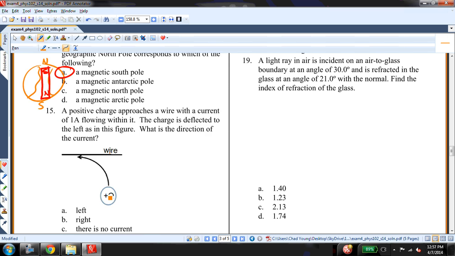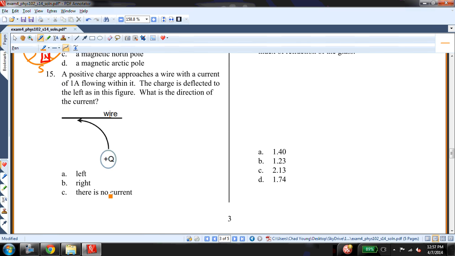All right, a positive charge approaches a wire with a current of 1 amp flowing in it. The charge is directed to the left, as in this figure. What is the direction of the current? All right, well, first, I have a velocity that's in this direction, and then it feels a force that is in this direction, off to the side, to the left. So that tells me that my magnetic field has to be into the page. In order to be into the page, I have to have a current that is in that direction. So that is to the right. Number 15 is B.